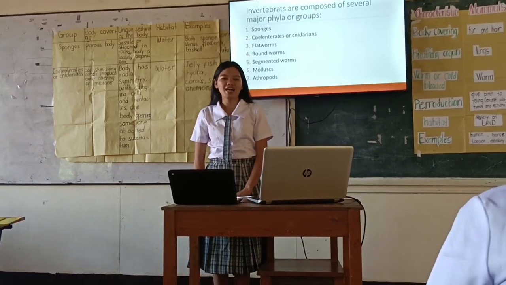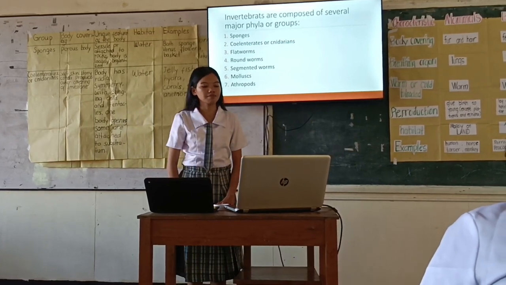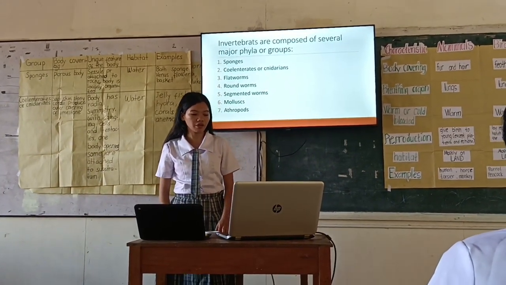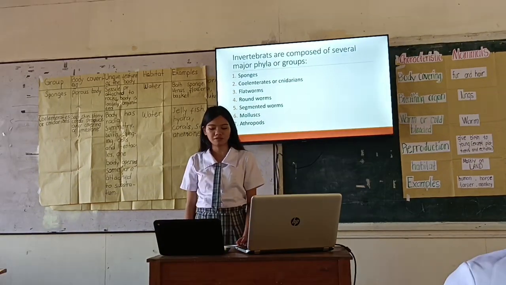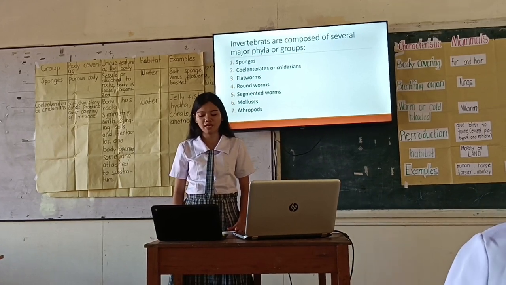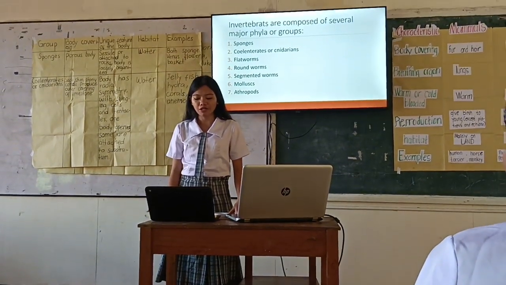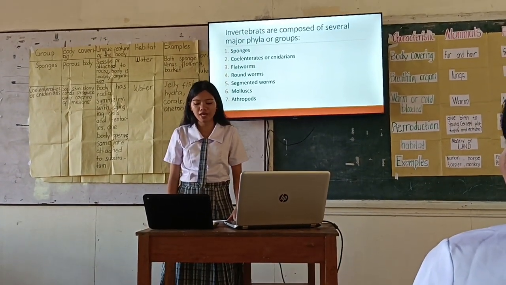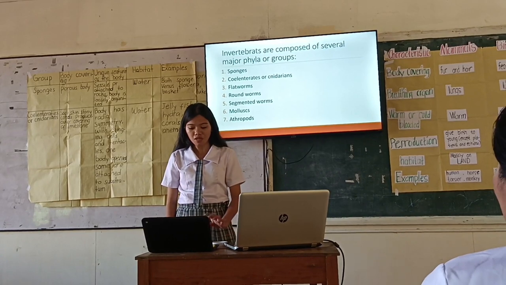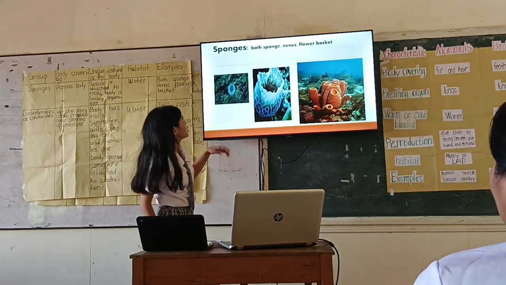Good morning, everyone. Again, invertebrates are the types of animals that don't have a backbone or skeleton. Invertebrates are composed of several major phyla or groups. Number one, sponges. Sponges are simple aquatic animals that belong to the phylum Porifera. They have porous body structures and are filter feeders, meaning they obtain food by filtering water through their bodies. Sponges vary in shape, size, and colors, and they play important roles in the marine ecosystem.